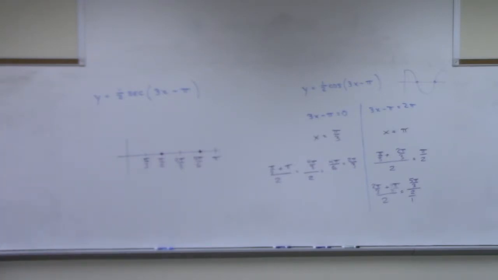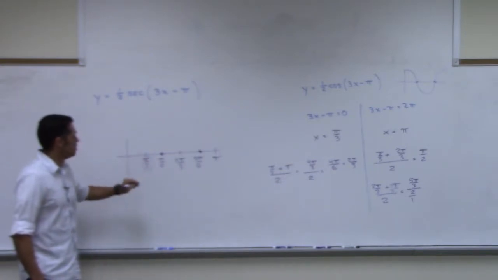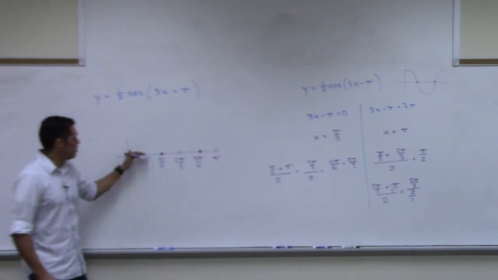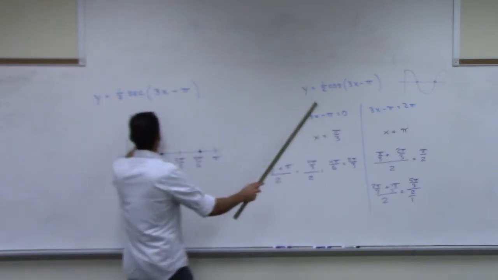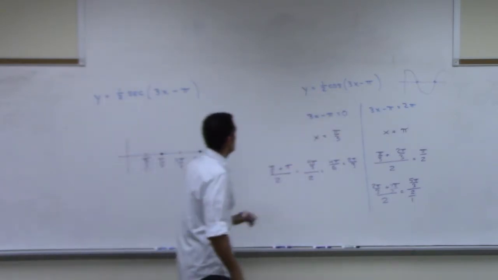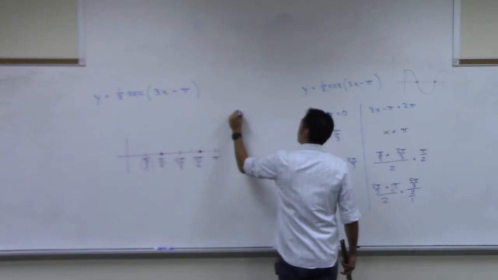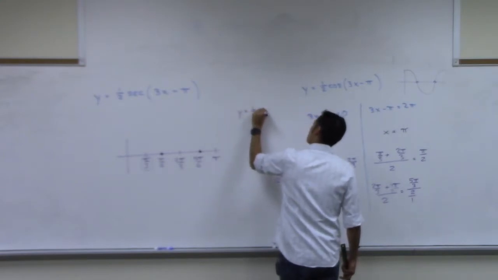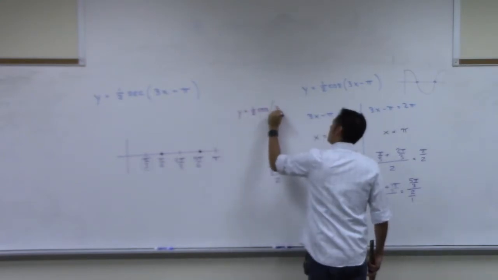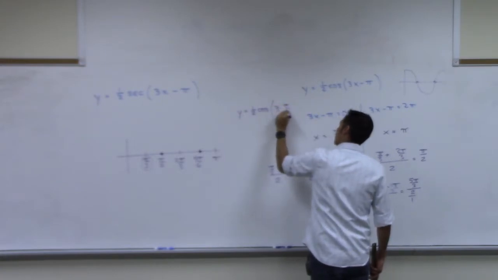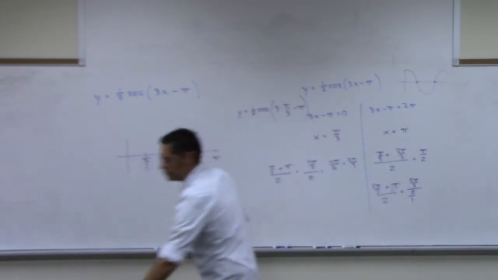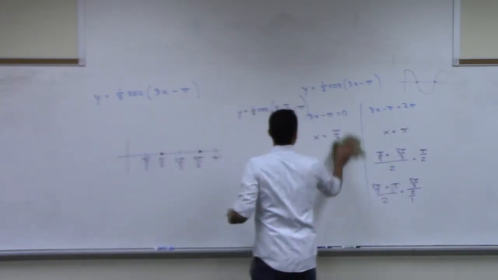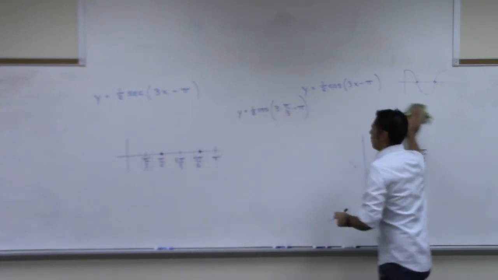Plug in what? Plug in pi over 3 into the original function, because we need to know if it starts out up or down and figure that out, test it out. So, and we're plugging it, I said original, I meant this one. Okay, so I'm going to plug that in over here. So I'm going to go y equals 1/2 cosine of 3 times, and I'm plugging in pi over 3, and then minus pi. So I'm plugging that in. And good things should happen.